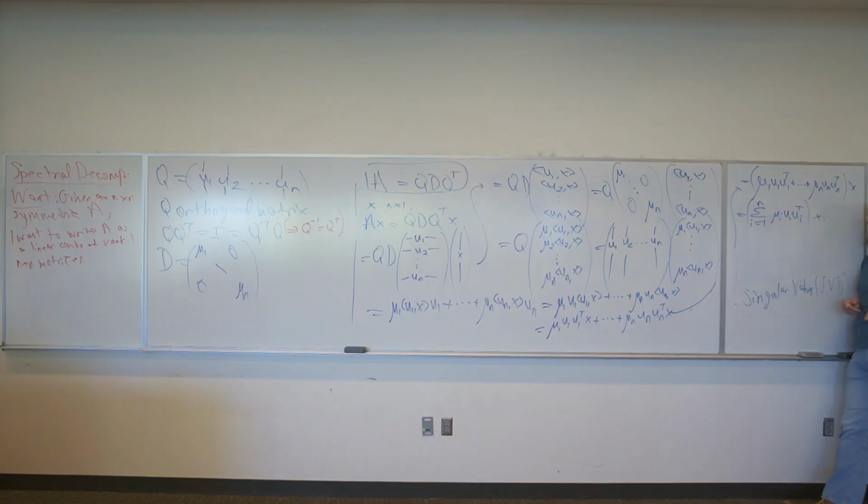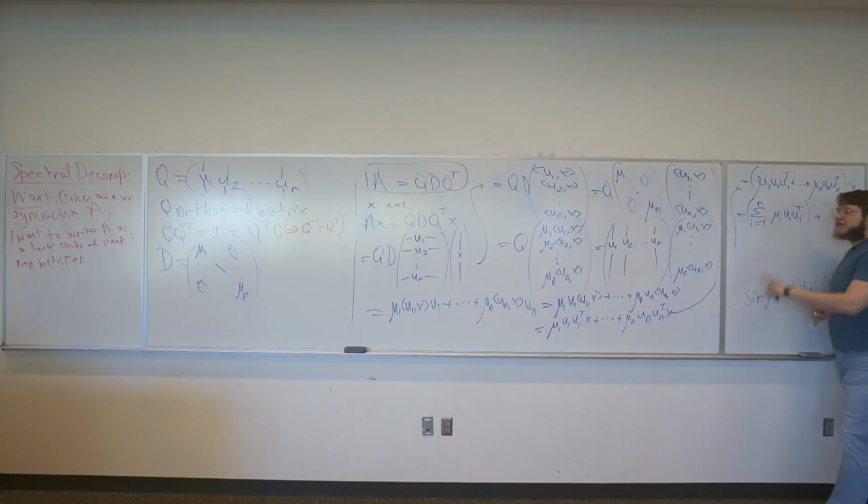ui is an n by 1. It's a vector, a normalized vector. So ui transpose is a 1 by n. N by 1 times 1 by n is an n by n. And this has rank 1. This is a scalar. So I'm taking a linear combination of ui transposes.